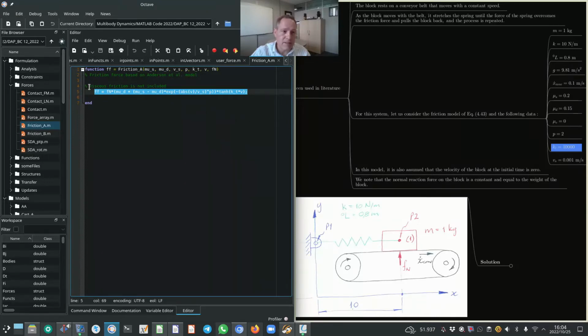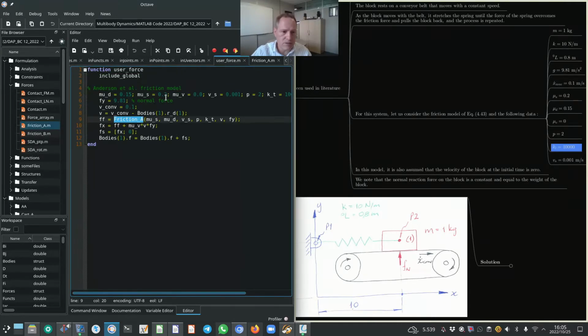Okay, the viscous friction is not included in this line of code here, and that is why if we go back to user force, Fx is now calculated as the friction force plus mu v multiplied by v multiplied by the normal force Fy. Okay, so that now adds the viscous friction component.